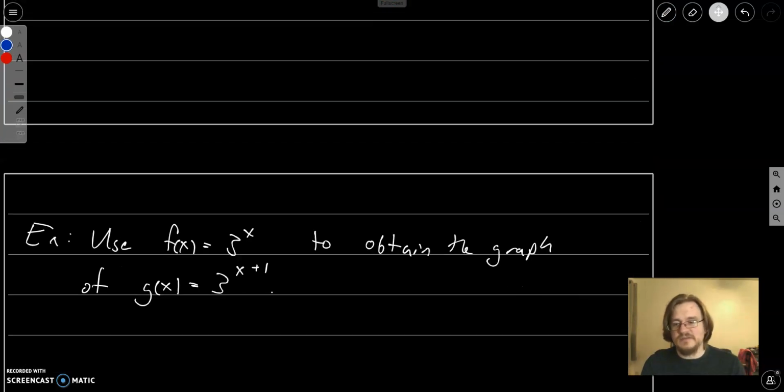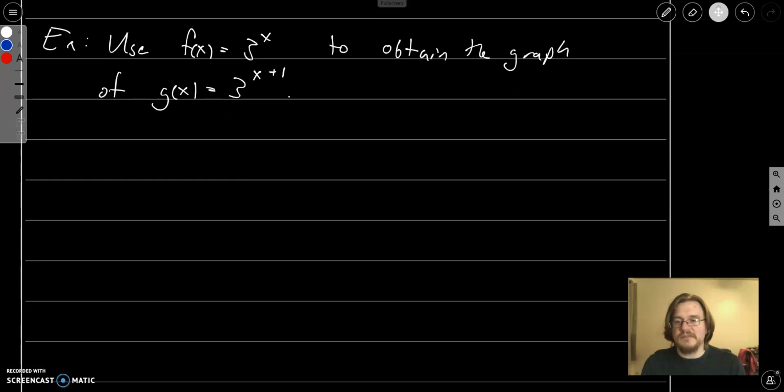So that's just a lot of facts about these graphs. Let's look at a couple. So we have the function f of x is equal to 3 to the x power, and we want to use that to get the graph of 3 to the x plus 1 power. I'm going to do this in a couple of ways.